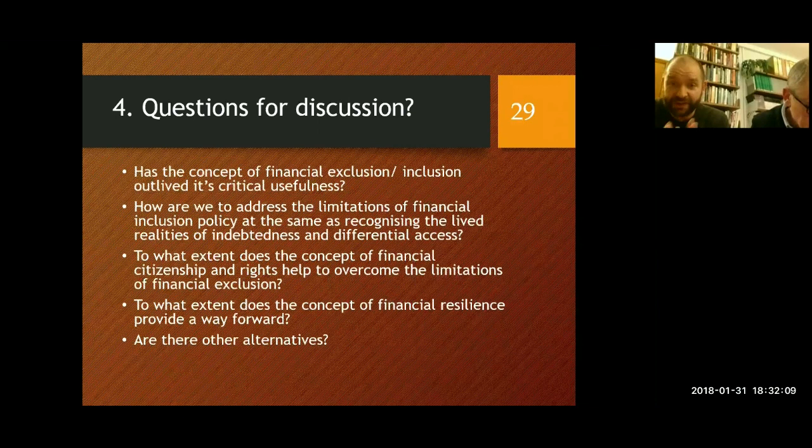So I think we need to distinguish, which is something a lot of the financial inclusion literature and policy initiatives don't really do, between fundamental transactional services that everybody needs in a country like the UK, and other debates around things like credit and affordable credit, which I think are more problematic. I think that distinction needs to be made.